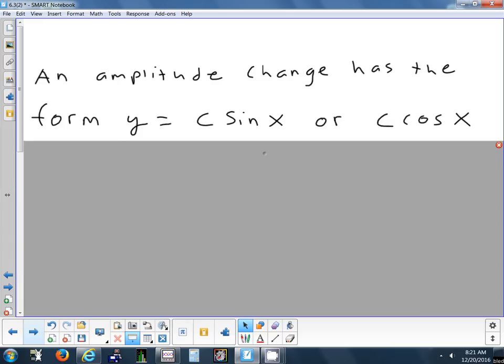Okay, so an amplitude change has the form c times sine x or cosine x. And again, the reason I'm using the letter C is because once we learn all 4 transformations, and you have to do them in a certain order, this would be the third one that you do.